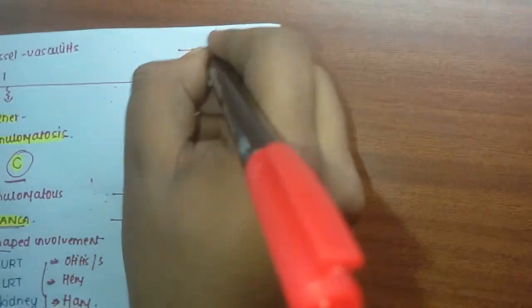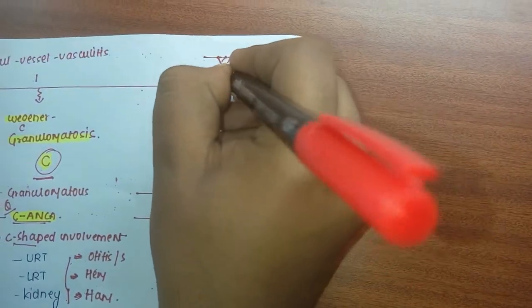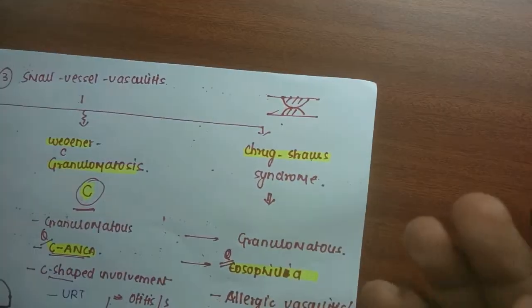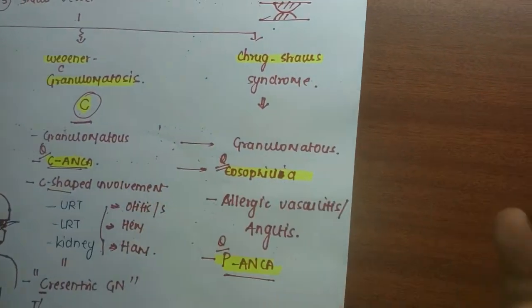In small vessel vasculitis, the main symptoms are mainly due to the rupture of the blood vessels, since the blood vessels are more fragile. The other symptoms can be due to thrombosis and infarction of the downstream organ.